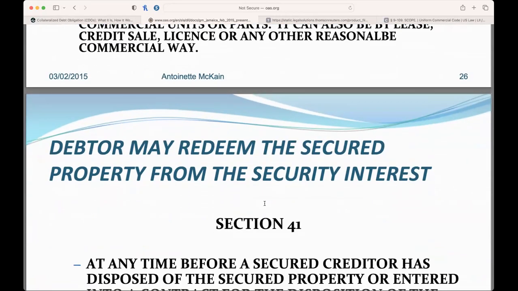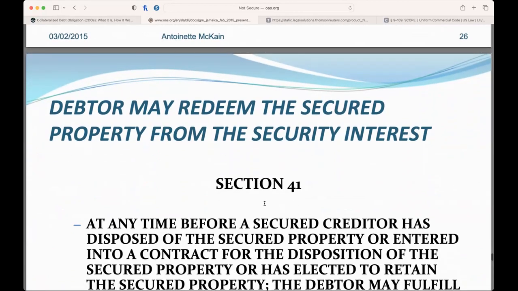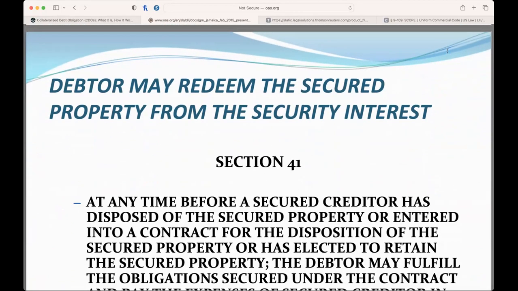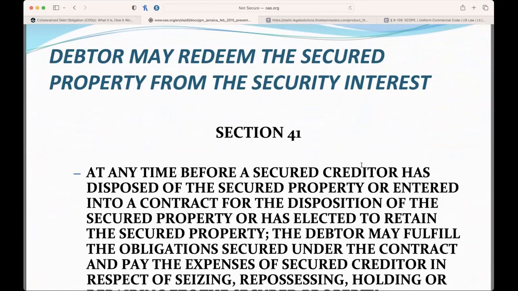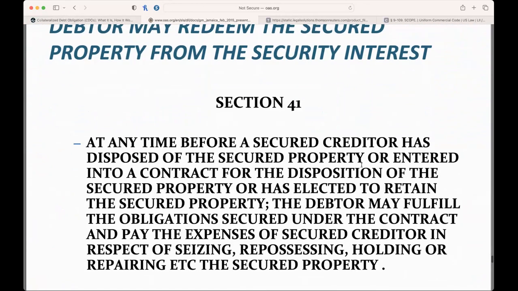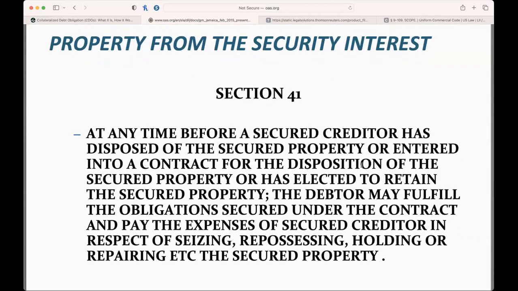Debtor may redeem the secured property from the security interest. This is the part I think a lot of you have been asking about or interested in, so make sure we're listening up. This is section 41. At any time before a secured creditor has disposed of the secured property or entered into a contract for the disposition of the secured property or has elected to retain the secured property, the debtor may fulfill the obligation secured under the contract and pay the expenses of the secured creditor in respect of seizing, repossessing, holding, or repairing, etc., the secured property.